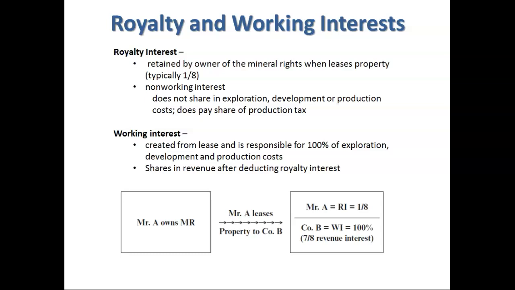For example, if Mr. A owns the mineral rights to the property and he leases the property to Company B, but he retains a 1/8 interest, he would have a 1/8 royalty interest. The remainder, 7/8, would go to Company B. In addition, Company B would pay 100% of the costs, which would be its working interest.